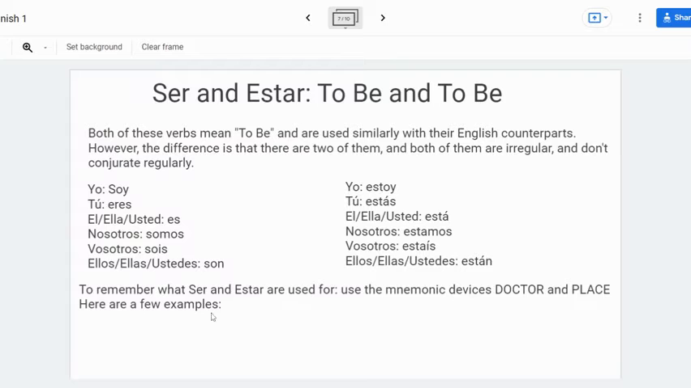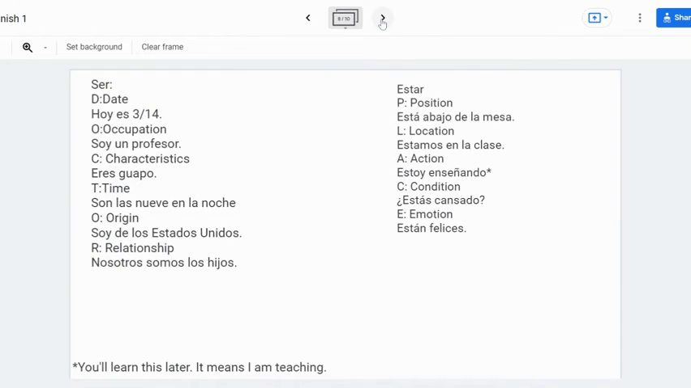To remember what ser and estar are used for, you should use the mnemonic devices DOCTOR and PLACE. Here are a few examples of how they were used. Ser. D is for date. Hoy es March 14th. Well, if I want to say the date in Spanish, I'm not going to say March 14th. I'm going to say something different, which I will show you later. O is for occupation. Soy un profesor, which means I am a professor. Professor is an occupation.